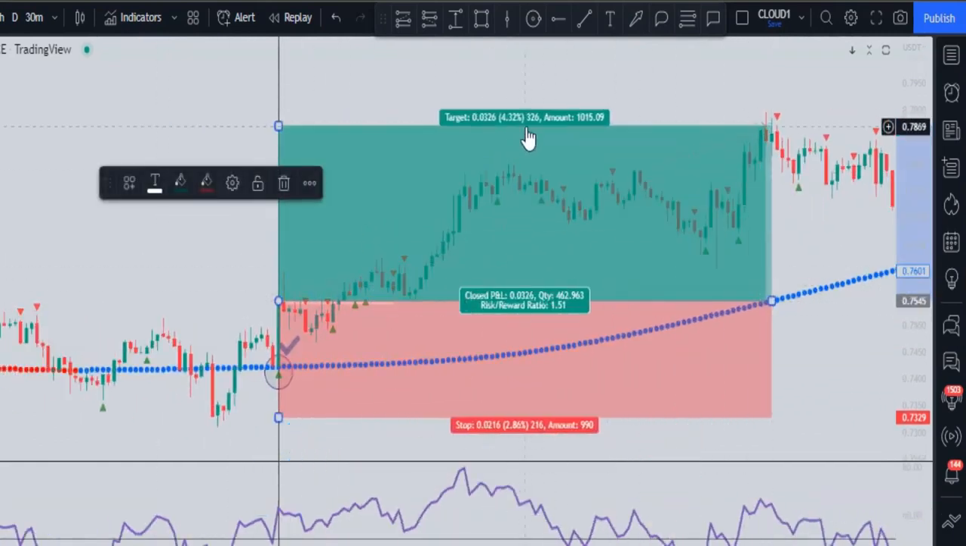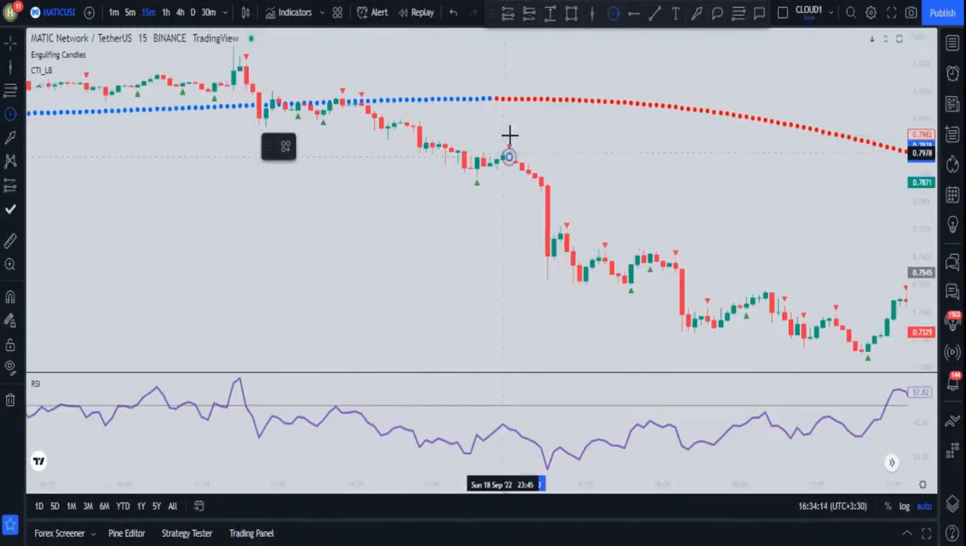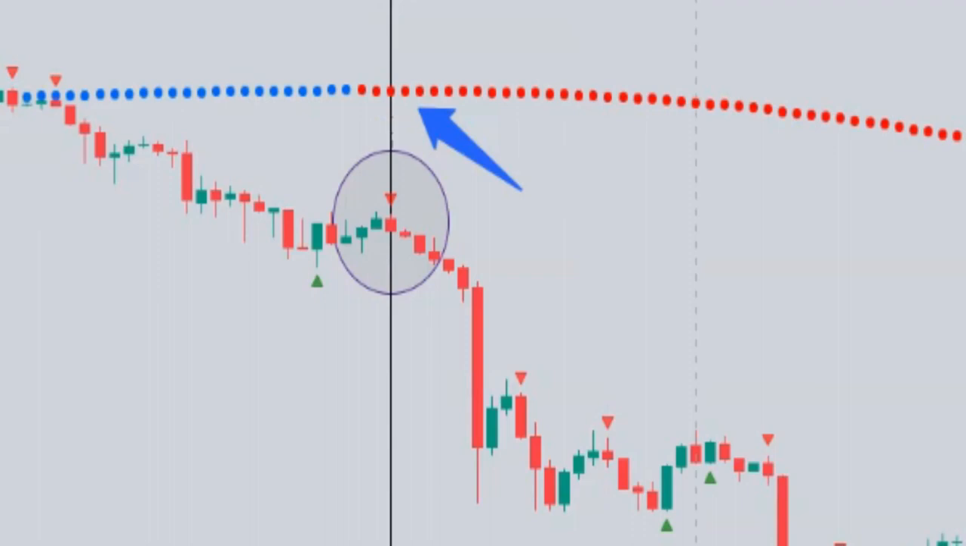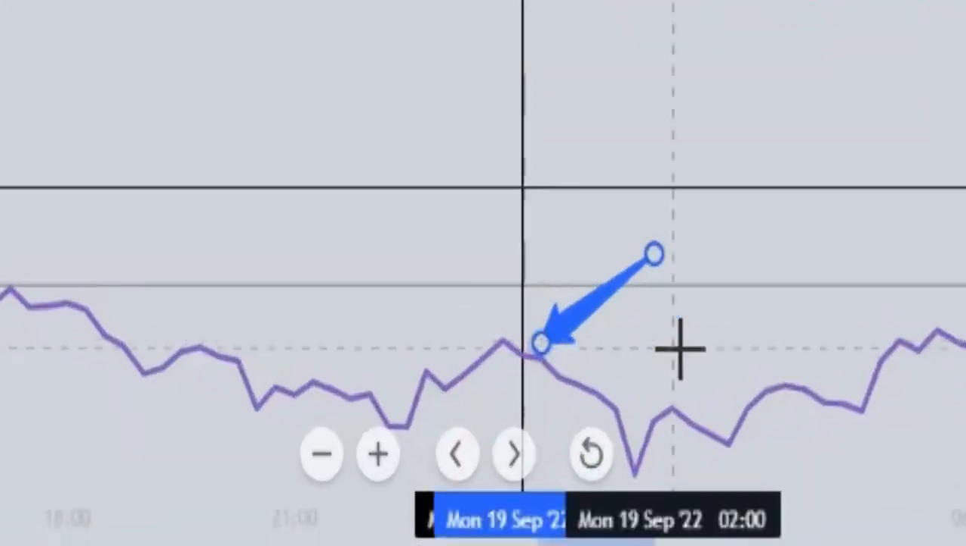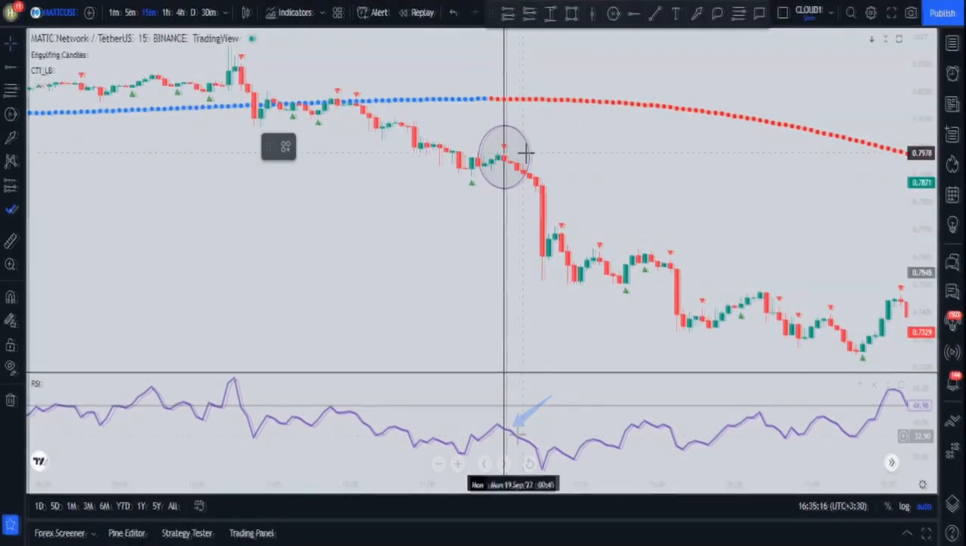Okay, now let's learn the sell positions. A signal to go short is valid only when the following conditions are met. First, a red triangle appears above the candlestick. Second, the CTI indicator must be above the candlestick. And third, the RSI should be below the 50 line. So when all these conditions are met, our sell signal is valid and we can take the sell order.